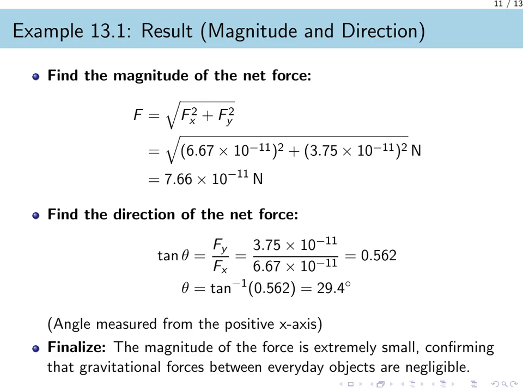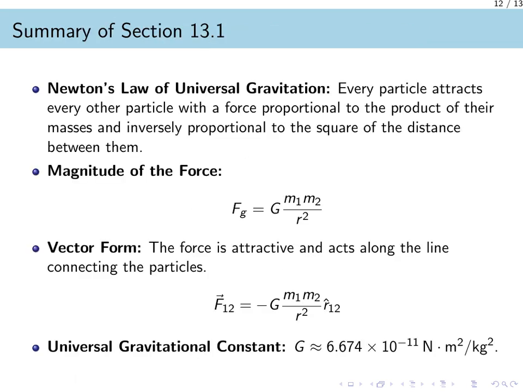To find the direction, we calculate the angle theta that the net force vector makes with the positive x-axis. The tangent of this angle is the ratio of the y component to the x component. Taking the inverse tangent of this ratio gives us an angle of 29.4 degrees. The most important result here is the magnitude. This force is incredibly small, confirming that for everyday objects, the force of gravity between them is so weak that it is completely negligible.